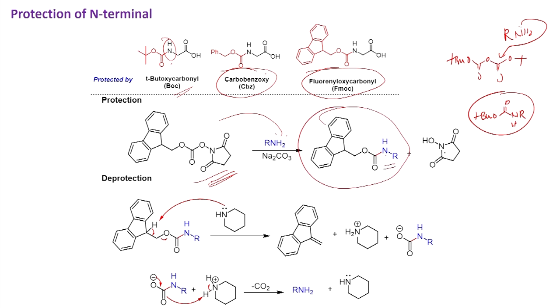Once you form this, after the reaction, when you react with the base, this proton is acidic enough that you can deprotonate, and in this way you will be able to cleave, deprotect this protecting group, and you can get back your amino group. So these are the common protecting groups used for the protection of the amino group in peptide synthesis.